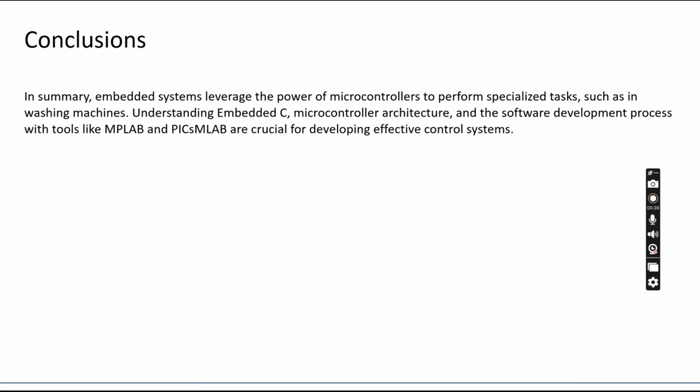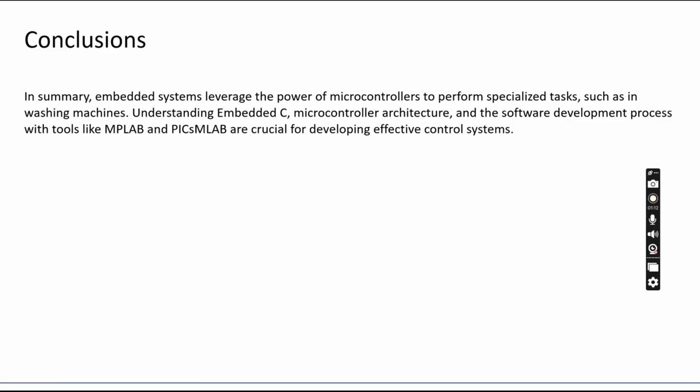Now we are coming to the end of this presentation. So now I am going to conclude. In summary, an embedded system leverages the power of a microcontroller to perform specialized tasks such as in a washing machine. Understanding embedded C, microcontroller architecture, and the software development process with tools like MPLab and Proteus is crucial for developing an effective control system.